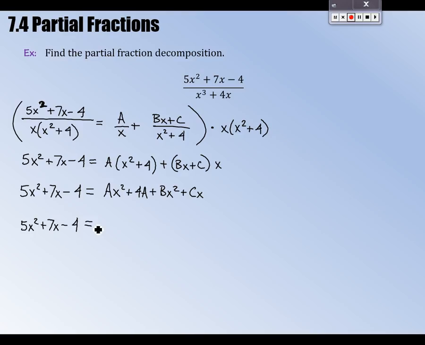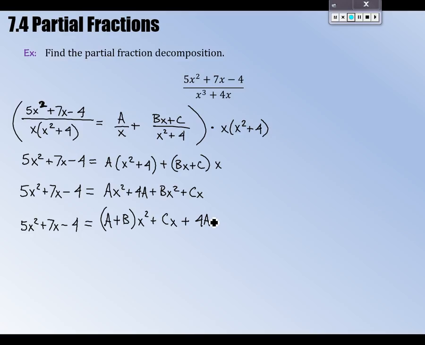All right, and then I'm going to do something a little bit interesting on the right side. I'm going to collect like terms. Are you ready? So we have the x squared has a coefficient of a plus b. Cx, that's our coefficient on the linear term, and then our constant is 4a. And then I just want you to stare at this for a second, the thing in front of us, and have an epiphany.